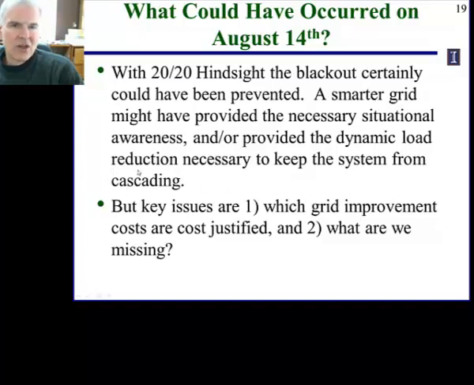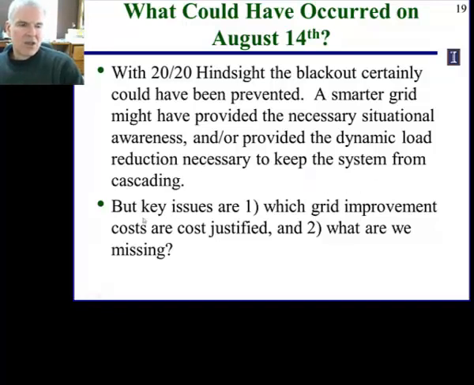So what could have occurred in this blackout? Well, with hindsight, the blackout certainly could have been prevented. And I think that was a conclusion reached by the committee. A smarter electric grid might have provided the necessary situational awareness, so they would have known that they were getting into a precarious situation, and would have been able to do the dynamic load reduction that would have been needed to keep the system from cascading into the large-scale failure that affected 50 million. So it might have been a localized outage, but certainly it should not have been an outage that affected a good portion of the Northeast.